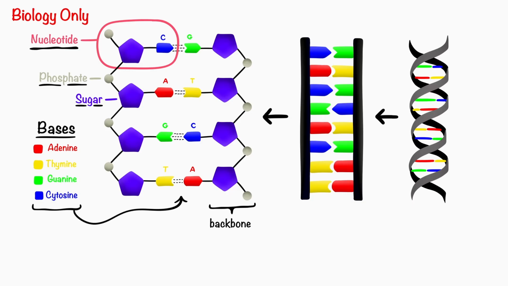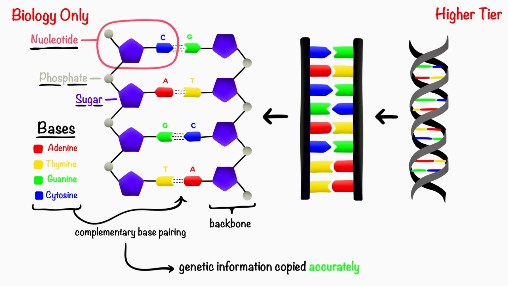One of four different bases, A, T, C, or G, joins to each sugar. These letters stand for adenine, thymine, cytosine, and guanine, and the two strands of DNA are held together by bonds between the bases. Importantly, the bases don't pair up randomly. A always pairs up with T, and C always pairs up with G. This is called complementary base pairing. This complementary nature of DNA is crucial for both DNA replication and protein synthesis. It ensures that genetic information can be copied accurately.